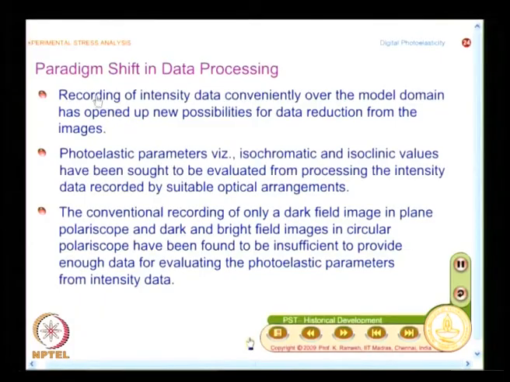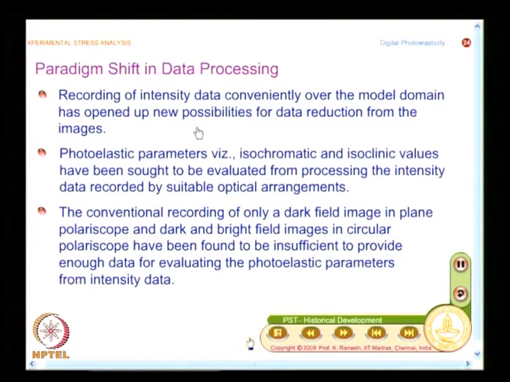So, we have seen that for the stress concentration factor or stress intensity factor, you need only isochromatic data, and this effectively employs color image processing hardware. So, this is one philosophy. We will look at another philosophy, the other philosophy, which has brought in a paradigm shift in data processing.